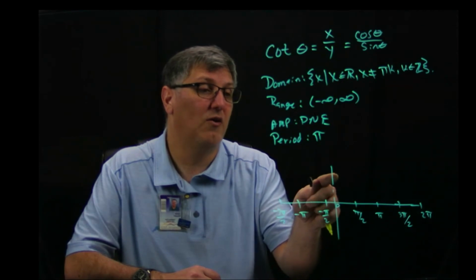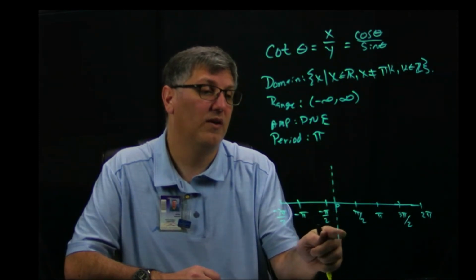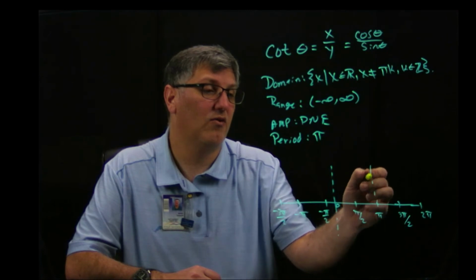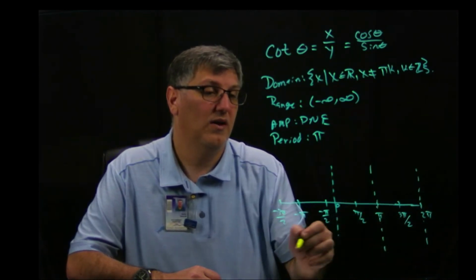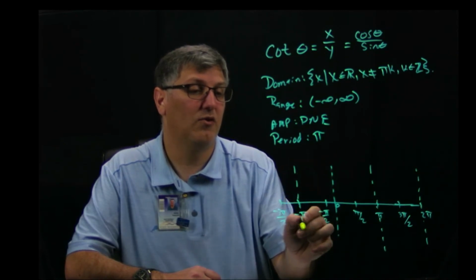So right here at 0, I have a vertical asymptote. At pi, I have a vertical asymptote. At 2 pi, I have a vertical asymptote. At negative pi, I have a vertical asymptote.